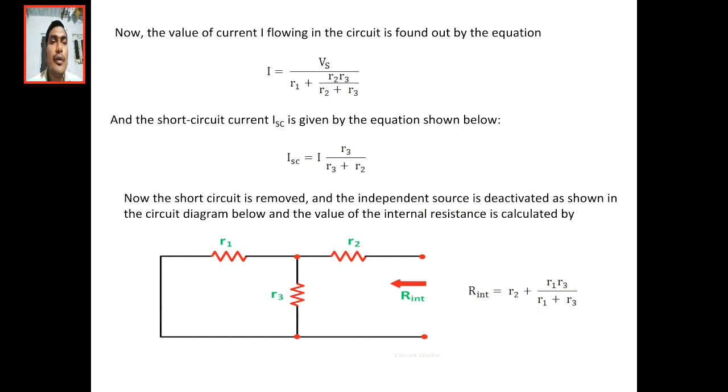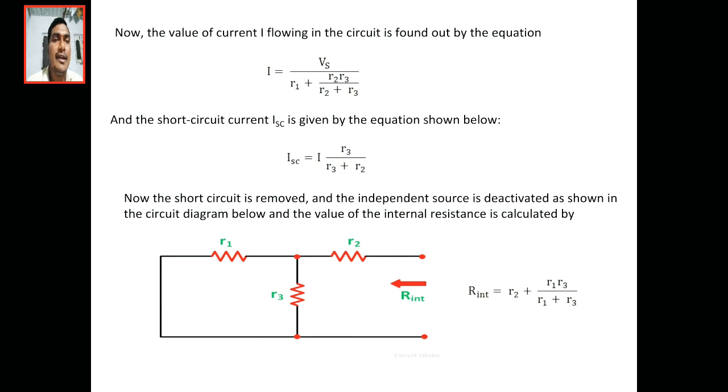Now we have to find the Norton's resistance. It is similar to Thevenin's resistance. Here we have to deactivate the sources. If it is a voltage source, we short circuit it. If it is a current source, we open circuit it. In this circuit a voltage source is given, so we have to short circuit it.